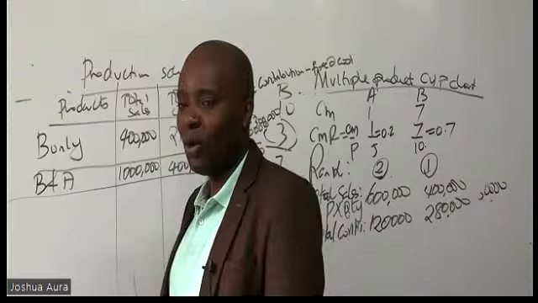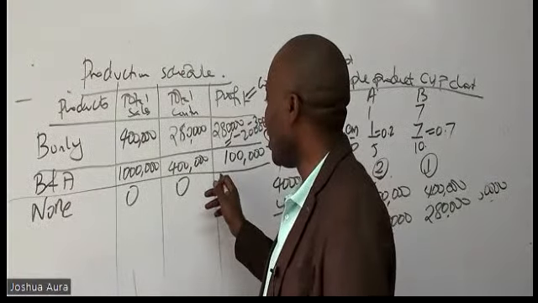So we have in this case here none. If you produce none, this will be 0, right? Total contribution will be what here? Nothing contributed. And then the profit here will be 0 minus 300,000, so minus 300,000.